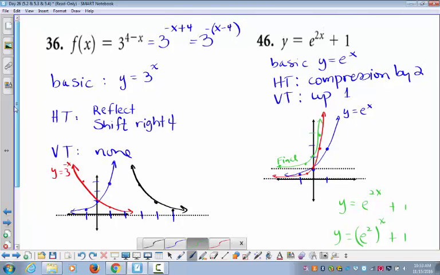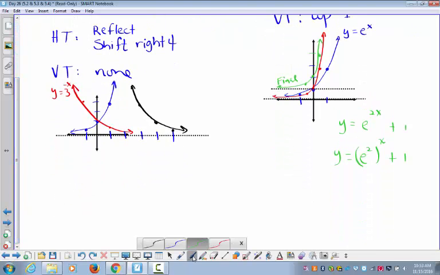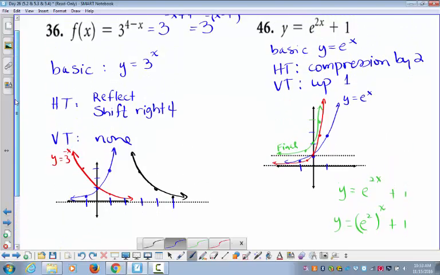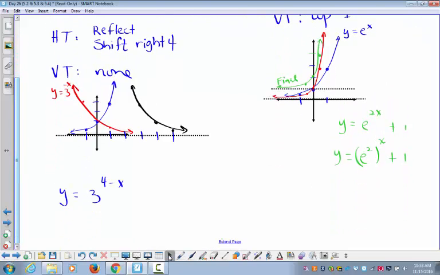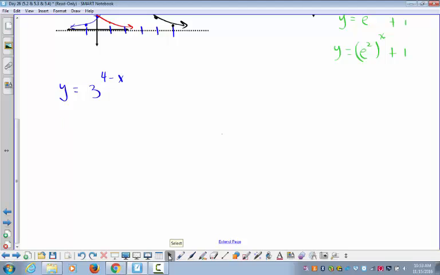Let me make another comment about this one over here also. So I said that you could change it around if you wanted. So if we have y equals 3 to the 4 minus x, so laws of exponents, you could rewrite this as y equals 3 to the 4 times 3 to the negative x. Everybody agree? Laws of exponents, when you multiply exponentials with the same base, you add the exponents. So this is doing that in reverse.